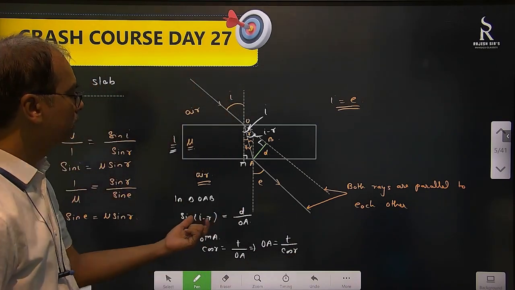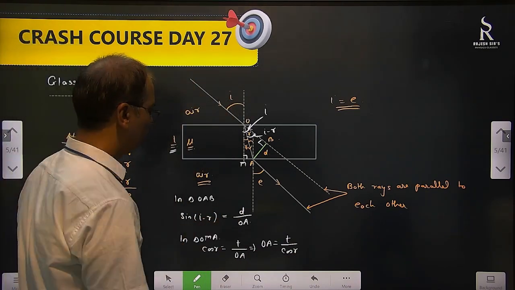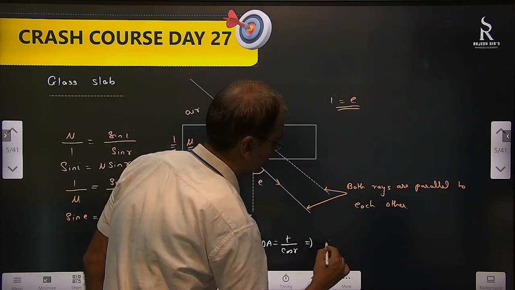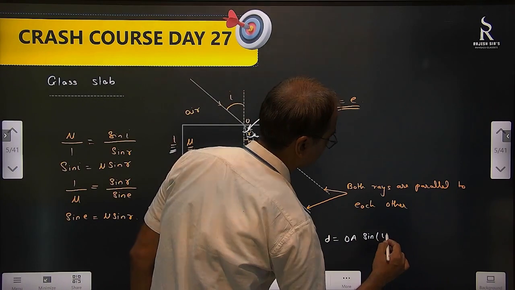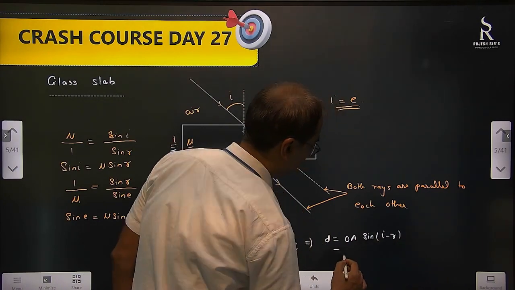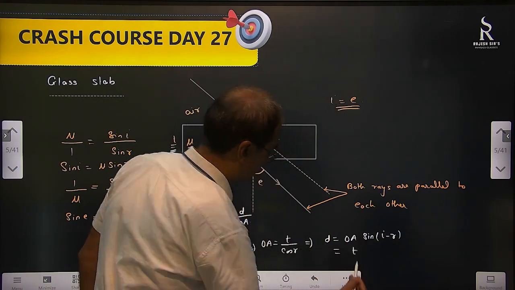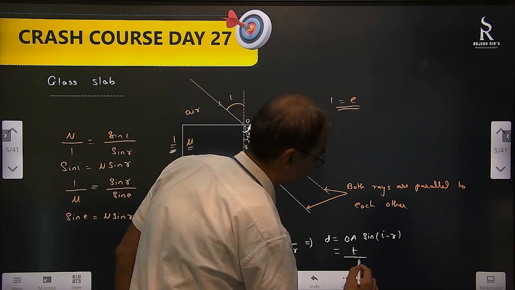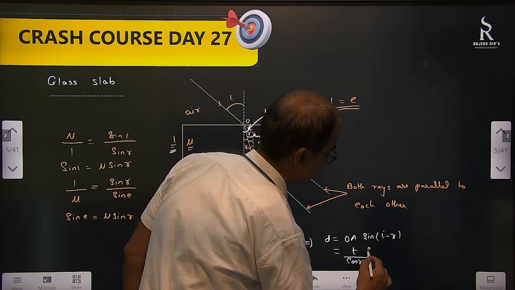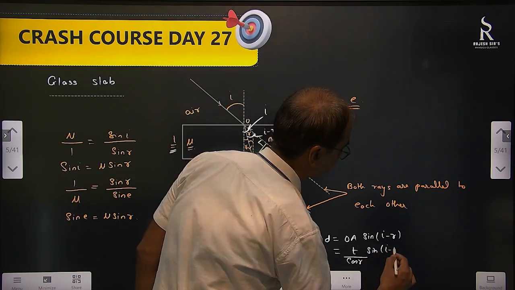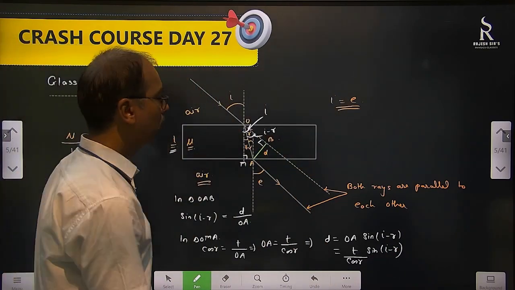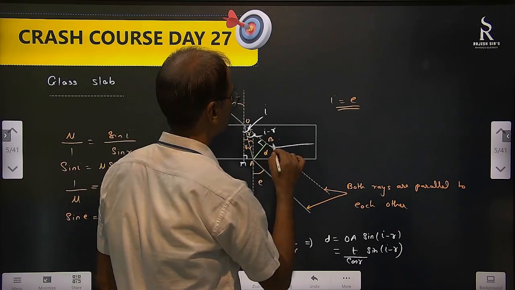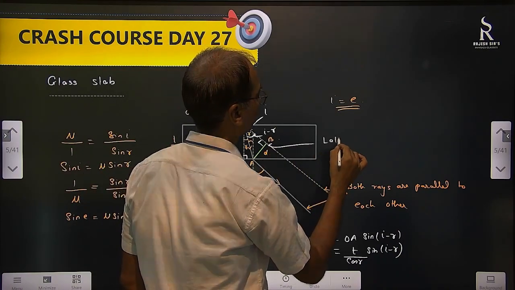We wanted D. D is equal to OA into sine of I minus R. So the OA value we are writing as T by cos R, and that is multiplied by sine of I minus R. So this is called lateral shift.